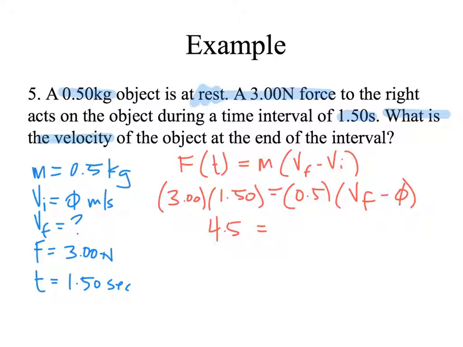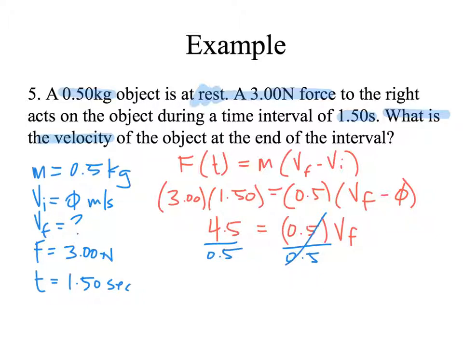And then on the right, I've got 0.5 times VF minus 0. Well, VF minus 0 is just VF. I'm not taking anything away from VF, so it's not changing. So I'm just going to rewrite it as is. 0.5 times VF. Now VF is being multiplied by 0.5. I want to get VF by itself, so the opposite is to divide by 0.5. So I'm going to divide both sides by 0.5.